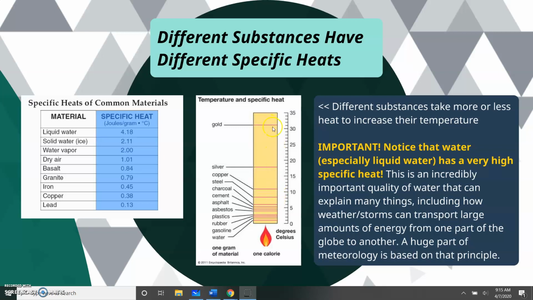I think it's kind of cool to see gold up here. One of the reasons people like gold, and it's really nice for jewelry, is because it stays really warm. And that's because it has a really low specific heat. It warms up without a ton of energy.